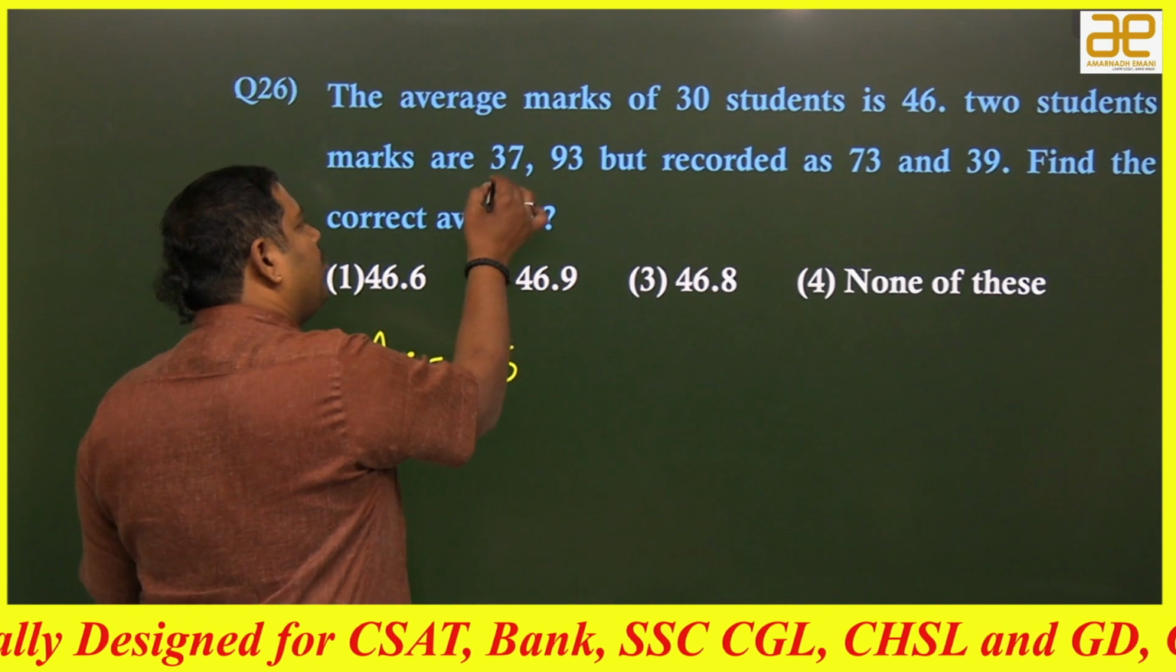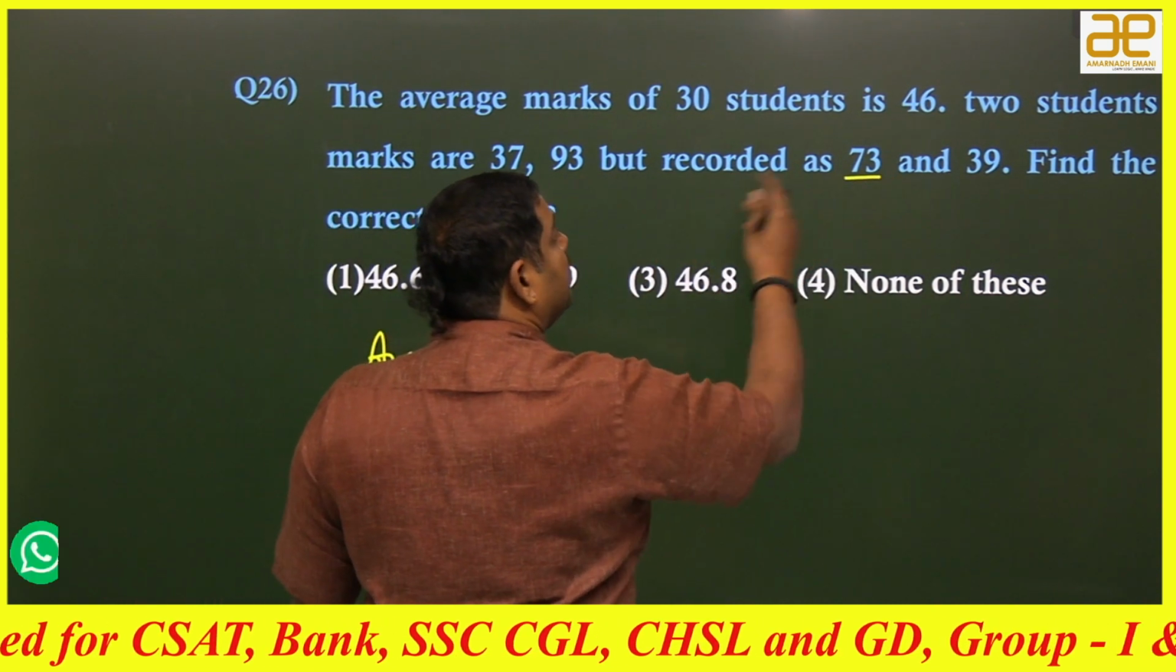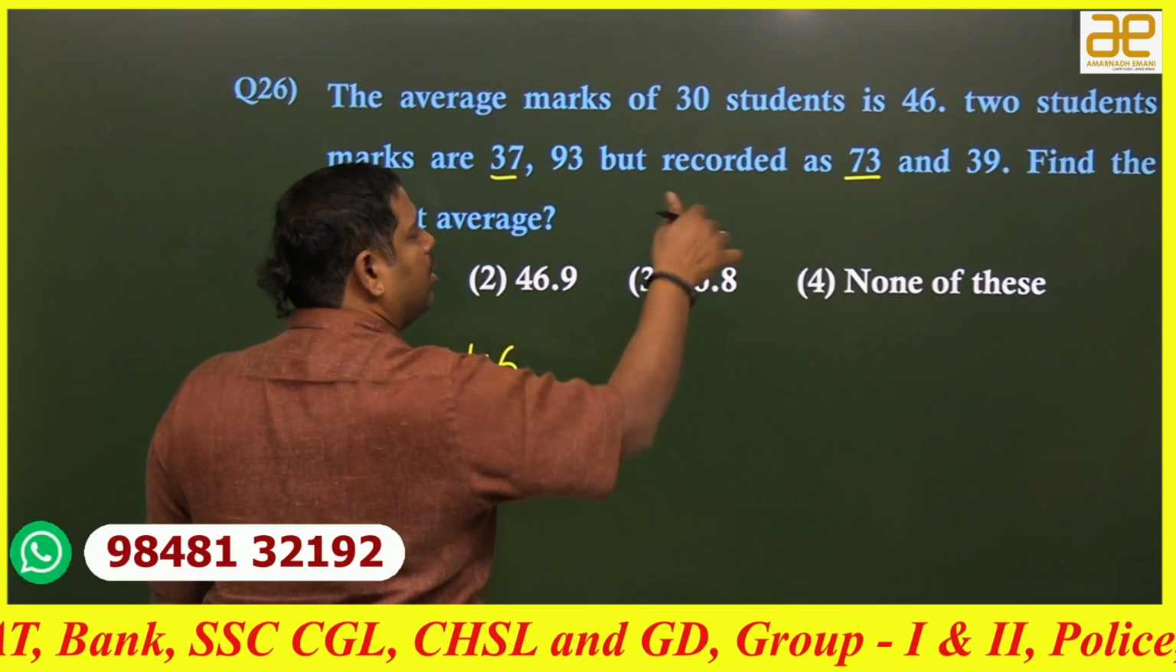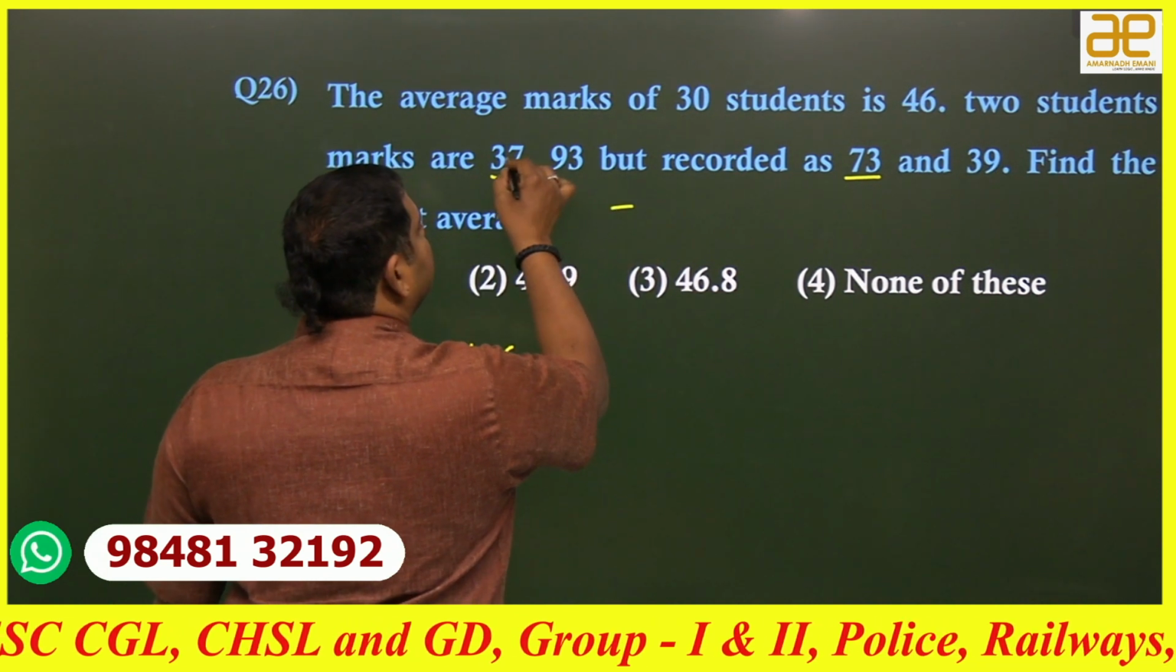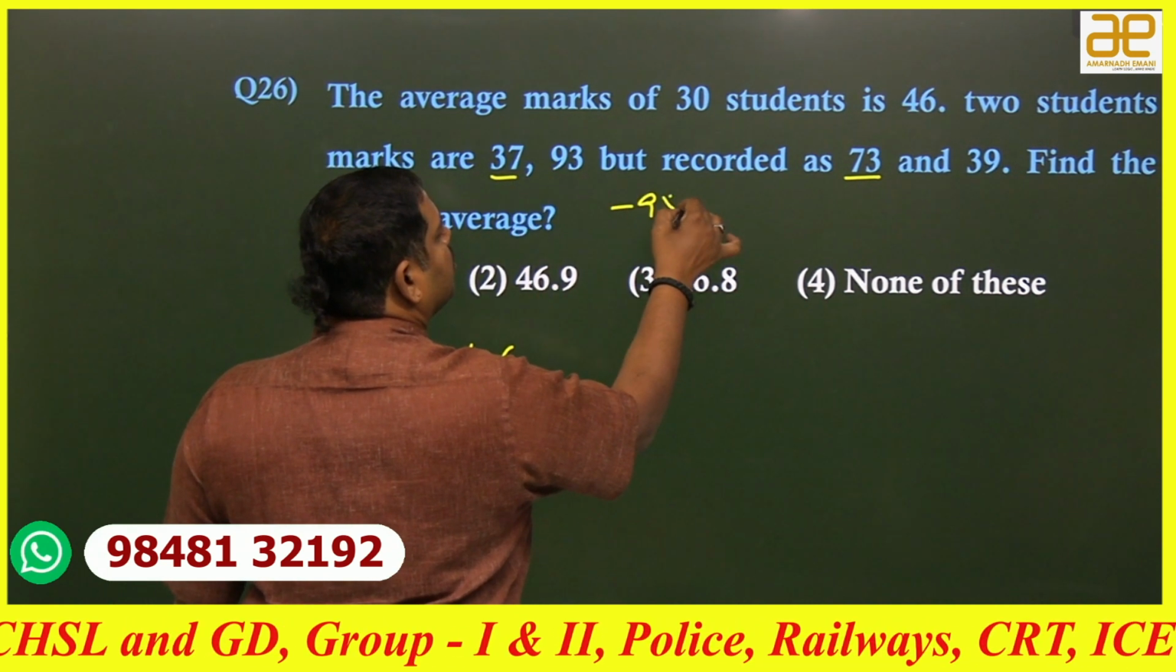So the first student got 37 marks but I have awarded 73, which means I have given more marks. Now I have to reduce. How much? The difference is 4, right? So 9 into 4, I have to reduce.